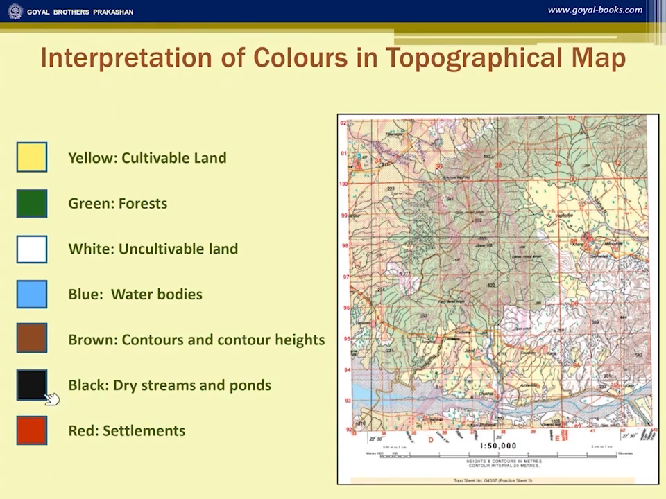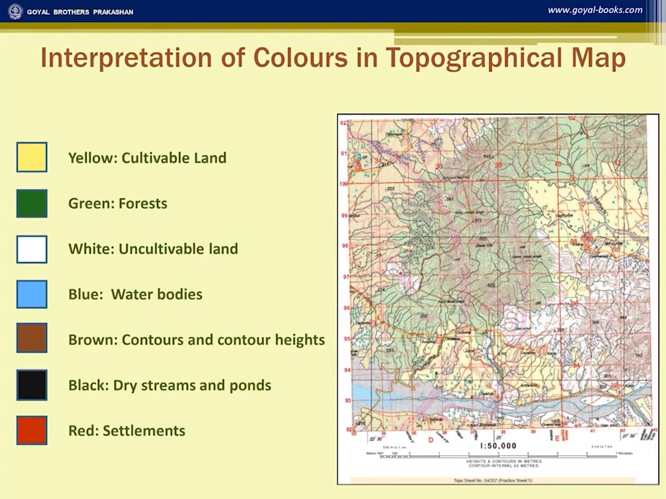The black, as you can see, all the dry streams and the dry ponds are shown in black. It shows the area receives seasonal rainfall. The red, as you can see, is for the settlements. The red means the permanent huts are either grouped together or scattered or in the clusters. These are signified or they are shown in red color. This shows the settlements. We'll be studying about the type of settlements later.